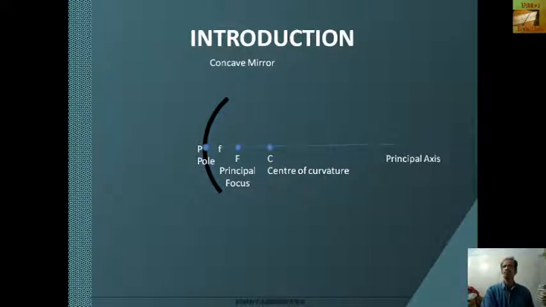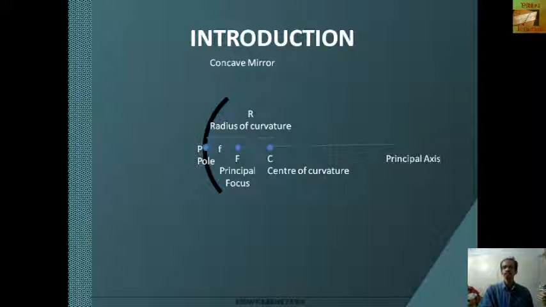Focus. Principal focus is the point to which lights parallel to the principal axis converge after reflection from the concave mirror. PF is given by F, which is the focal length of the concave mirror. Now PC is known as the radius of curvature and it is denoted by the capital letter R. The aperture of the concave mirror is the total diameter of the mirror.